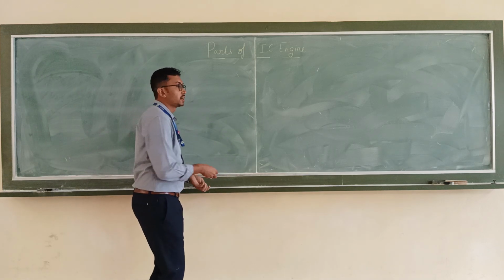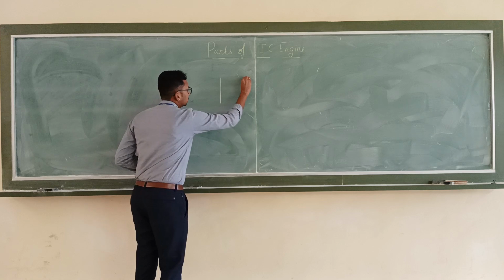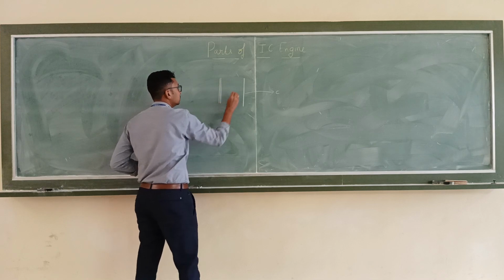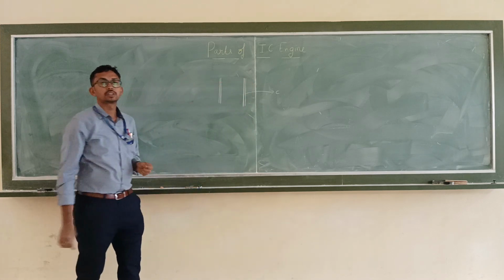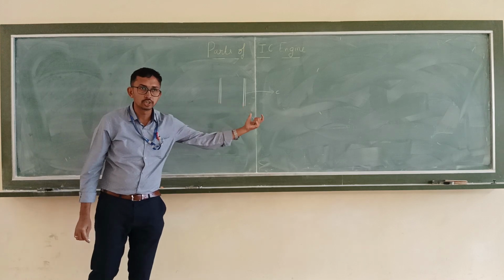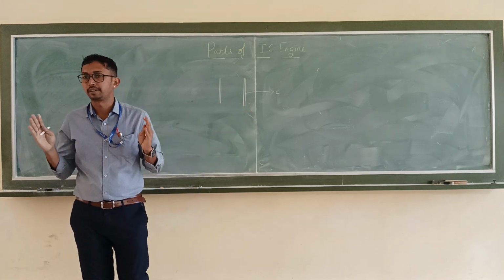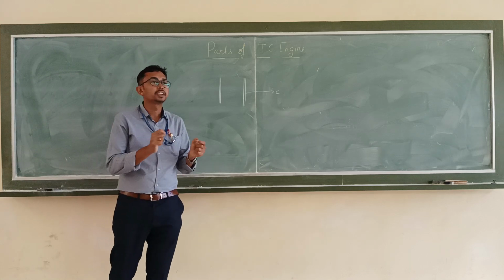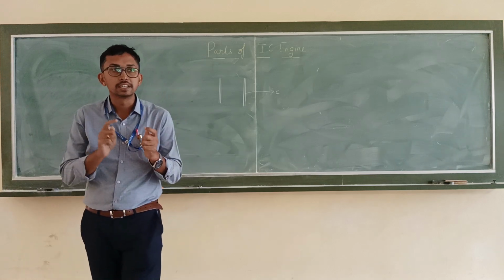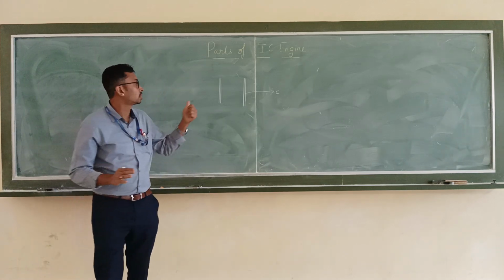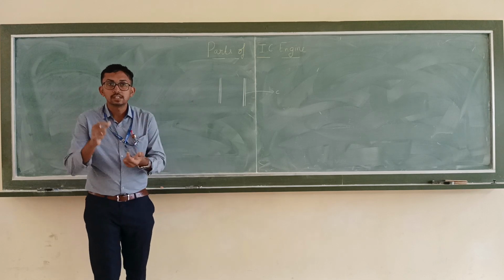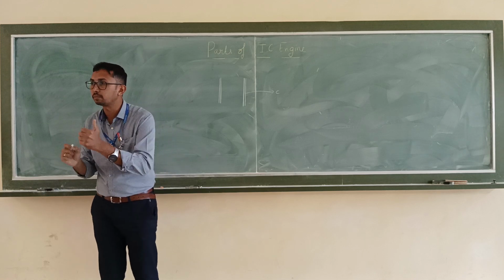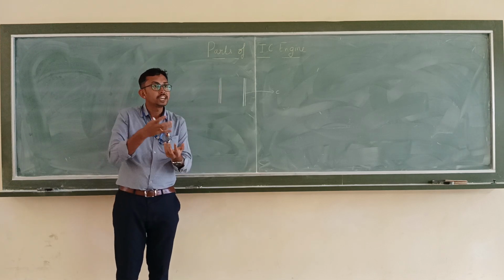The first main important part is the cylinder. What is this? Cylinder. The name itself indicates it is a cylindrical part. It is a cylindrical component which is made up of grey cast iron. What are the functions of this cylinder? In the cylinder only, the combustion of fuel is going to take place. So the heat will be generated.